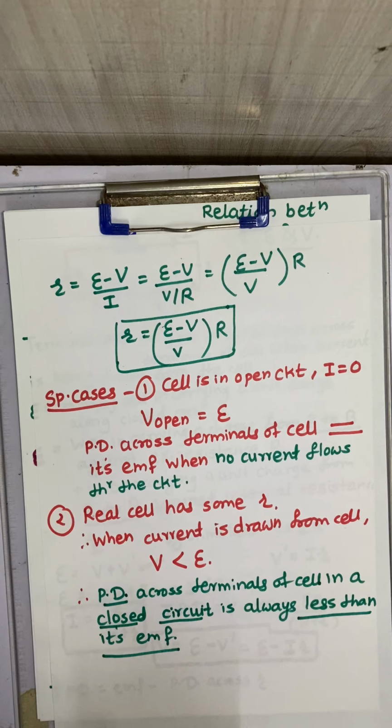So these are some parameters to consider whenever we think about the internal resistance, terminal potential difference, as well as the EMF of the cell.